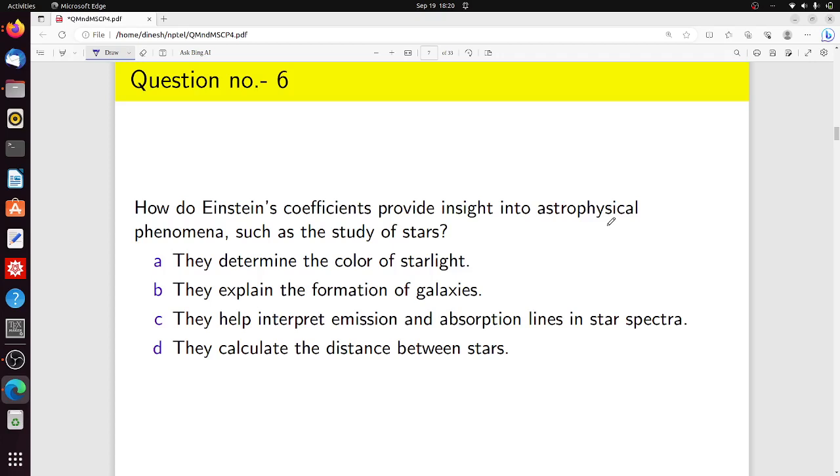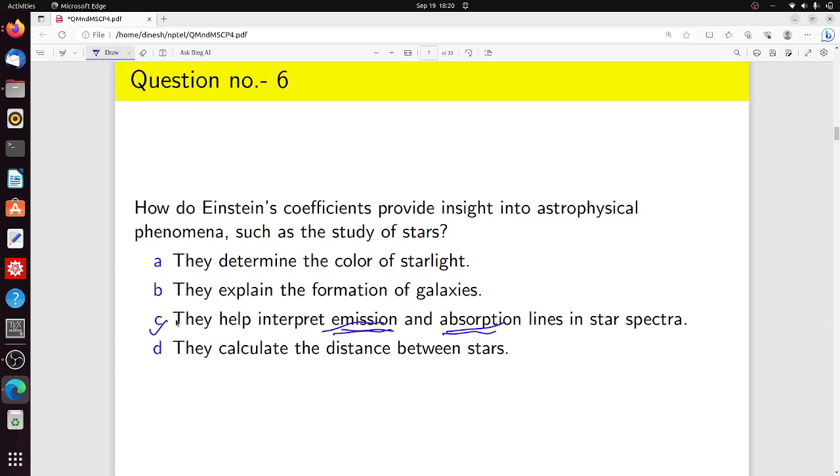Sir, is it B or C? This is C. What does the Einstein coefficient explain? This explains the absorption and emission process, right? So by using this we can search for the molecules or atoms present in the cosmos. So the correct answer should be C.